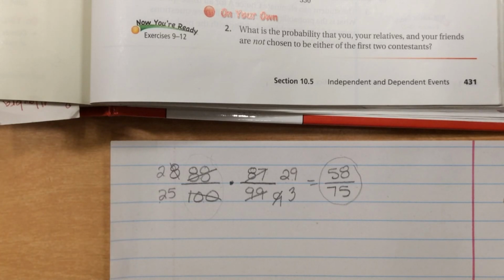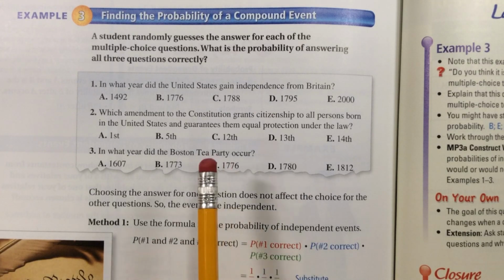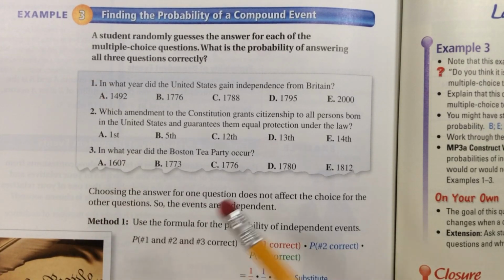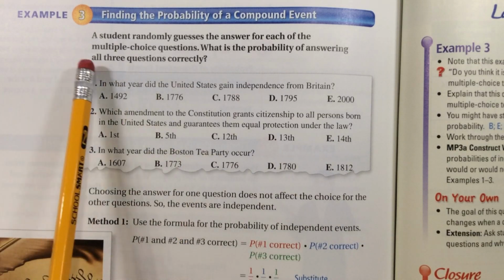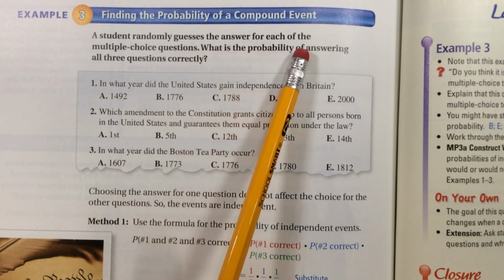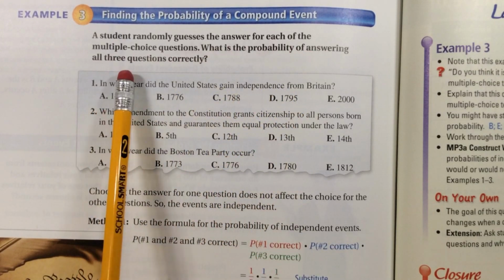I wasn't going to do this example 3, but I am going to do it because I do like the question. It says finding the probability of a compound event. Now the way this is written, these are independent events, because they don't affect each other. And this is only out of 3 questions. So I'm going to take their question and change it a little bit. It says a student randomly guesses the answer for each of the multiple choice questions. What's the probability of answering all 3 questions correctly?